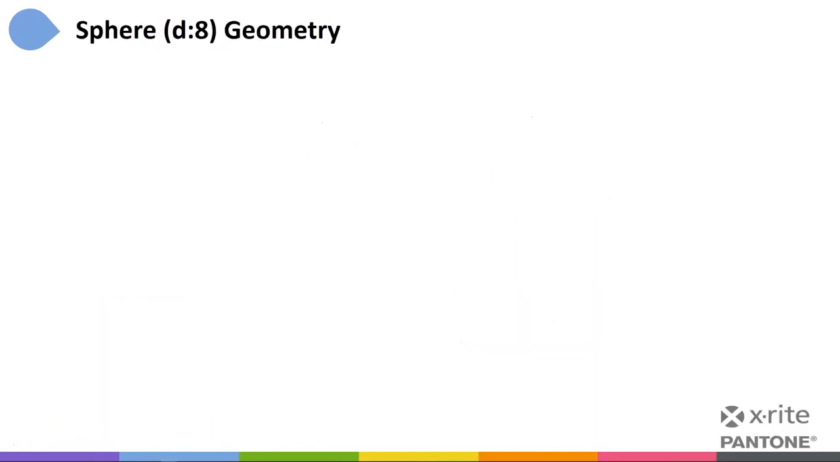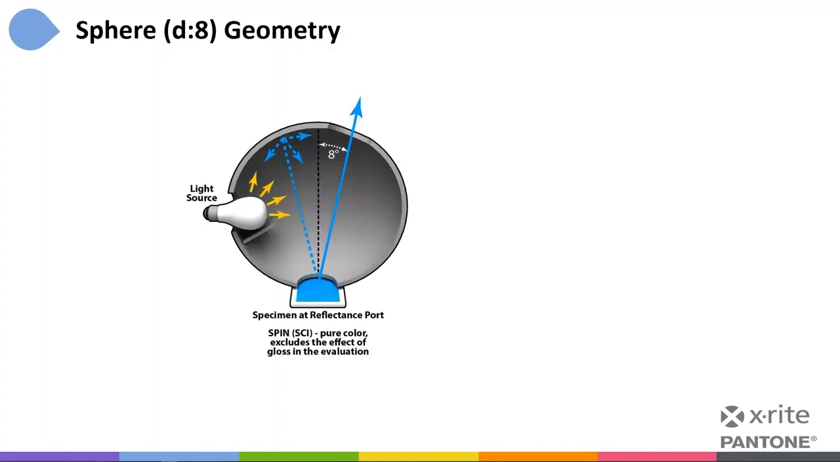Let's move on to a second geometry that's typically called sphere. Its correct designation geometrically is D8. Now, we said the first number before the colon is where the light's coming from, but now we've got a letter. And the D stands for diffuse. So as its name sounds, when we generically call these sphere instruments, a sphere device has a hollow white sphere inside of it. And as we're showing in the drawing, we've got a light source that's in there.